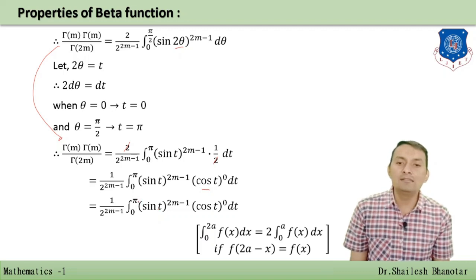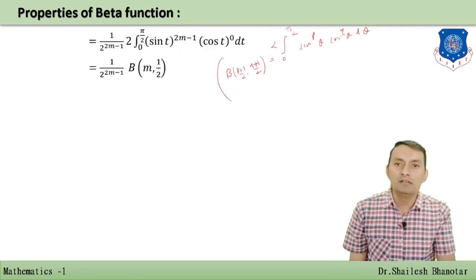So I can write the integration from 0 to pi by 2 of sin t raised to 2m minus 1 into cos t raised to 0 d theta. So we have 1 divided by 2 raised to 2m minus 1 into 2 into the integration from 0 to pi by 2 of sin t raised to 2m minus 1 cos t raised to 0 dt. We know the property of the beta function, that 2 times the integration from 0 to pi by 2 of sin raised to p theta into cos raised to q theta d theta is the same as beta of p plus 1 divided by 2 and q plus 1 divided by 2.